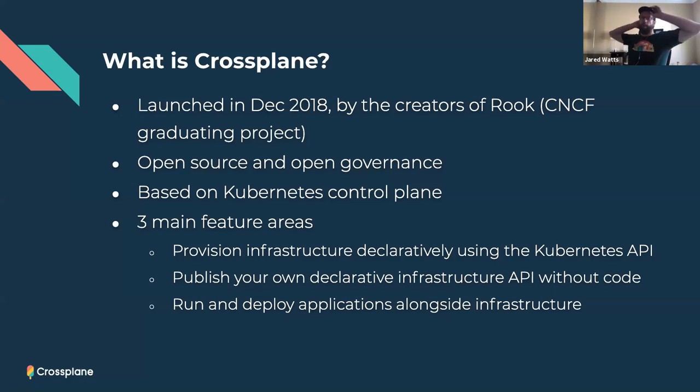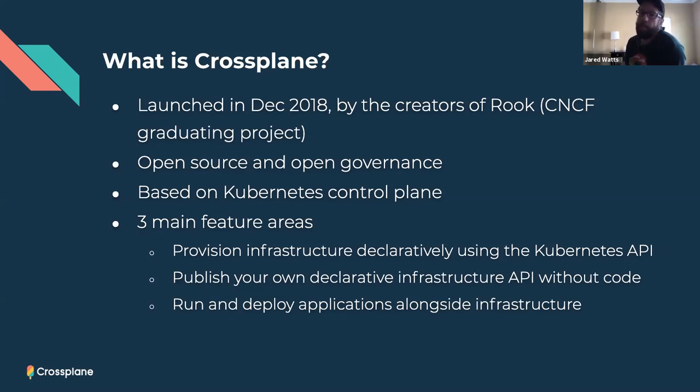There are three main feature areas that we're going to dive into in more detail. But really the core of the project is about provisioning infrastructure for your applications that are running in Kubernetes. Using the Kubernetes API or tools like kubectl, you can use Crossplane to create instances of infrastructure and cloud provider services like an Amazon database or a security group or VPC, all that sort of cloud infrastructure. You can also create, define and publish your own infrastructure APIs. We're going to get into more details on this one because I think it's really important.